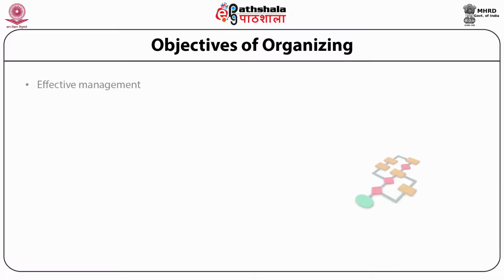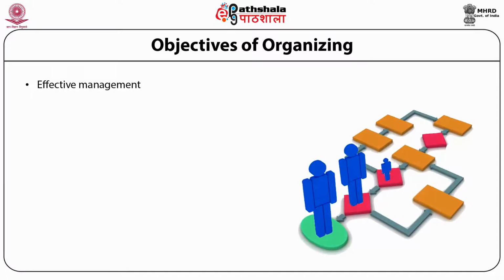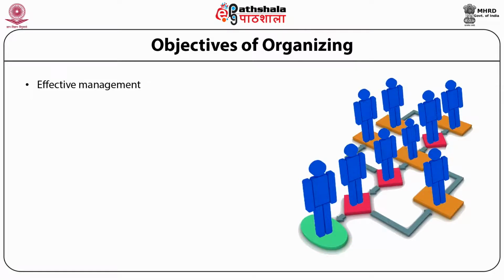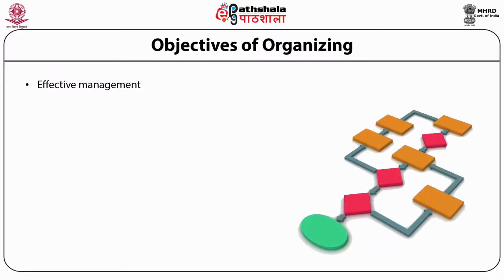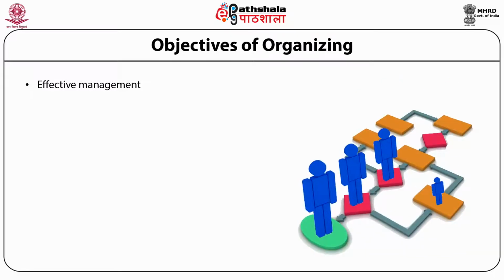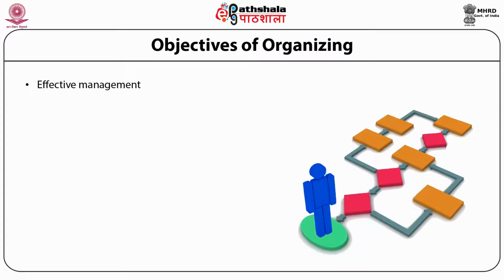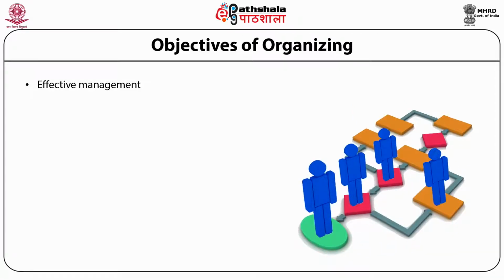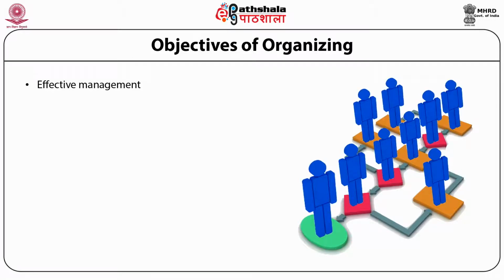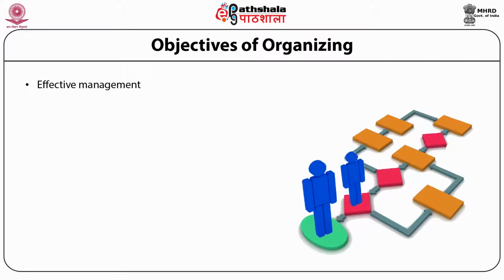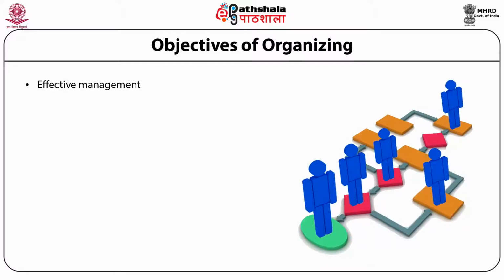First is effective management. Organization structure identifies various activities to be performed and establishes relationships among various activities. The authority and responsibilities attached to various posts are also defined. It also determines the flow of communication within the organization. Thus, it provides a structure or the framework for effective management.